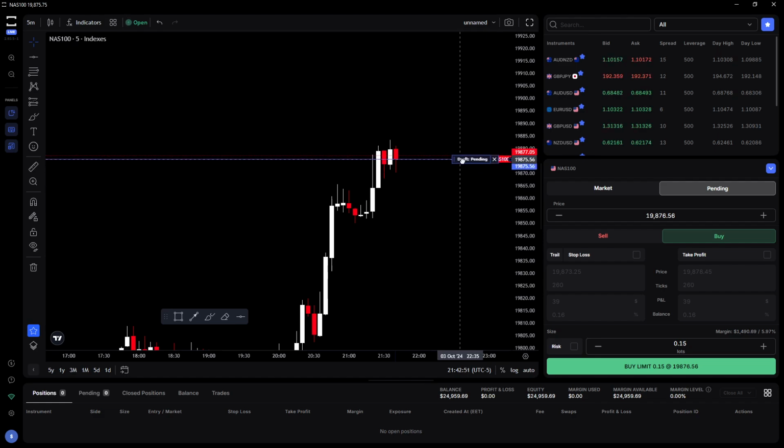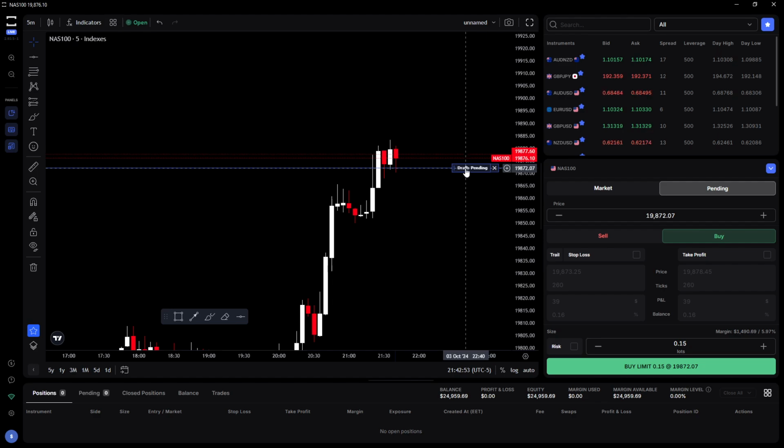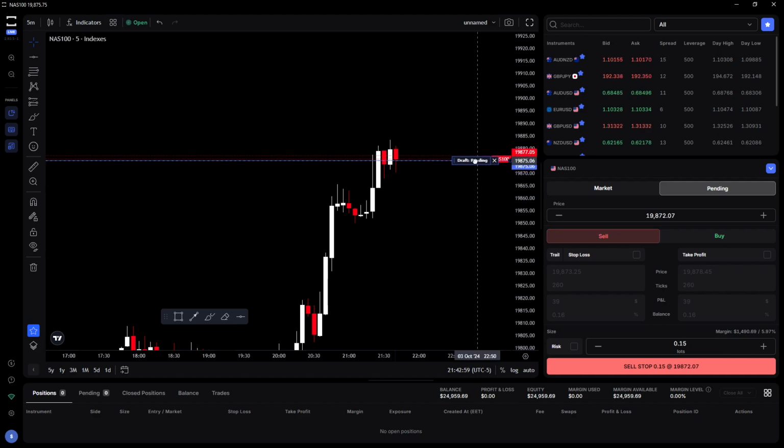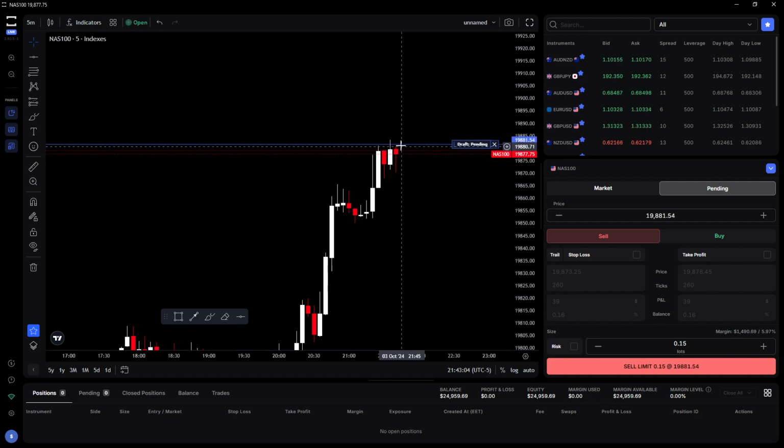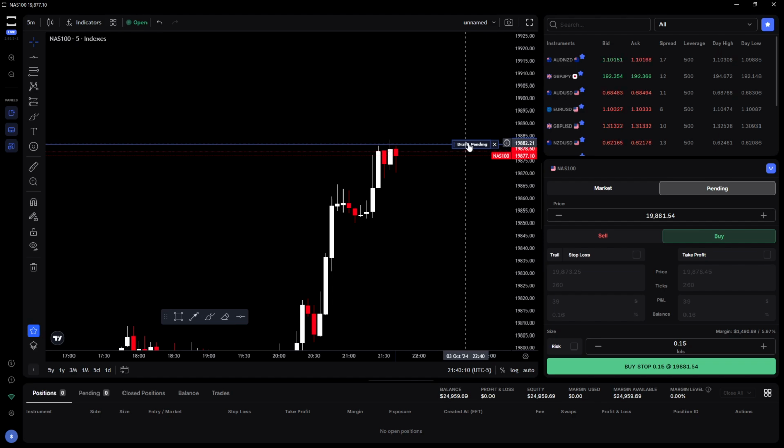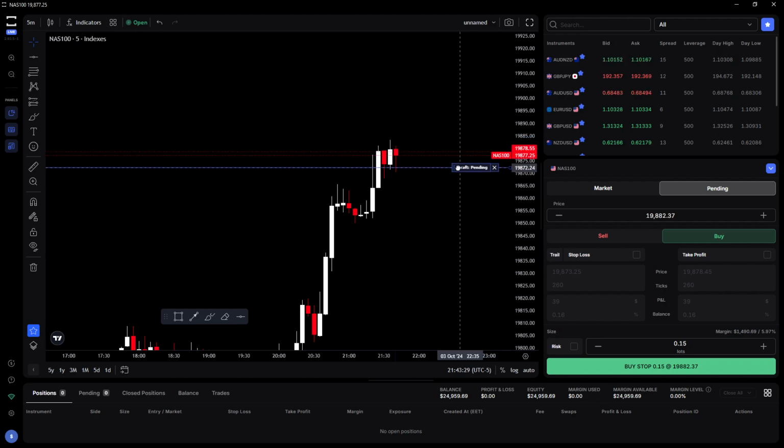A buy limit means you enter a buy order below the current market price. A sell limit means you enter a sell order above the current market price. A buy stop is an order that triggers once the price meets a level above the current market price. I'm still buying, so either I'm buying down here or I'm buying up here. If I'm looking to buy up here for the break, that's a buy stop. If I'm looking to buy down here, that's a buy limit.